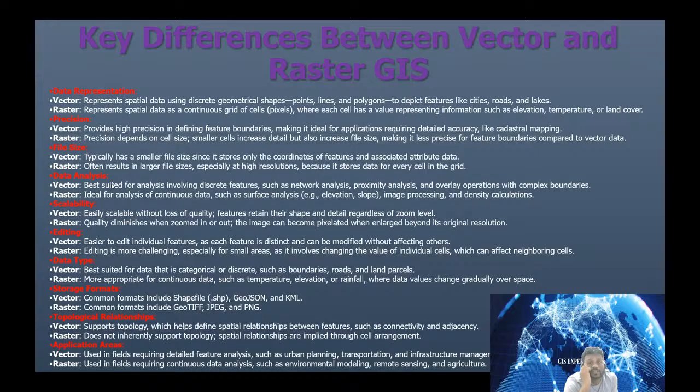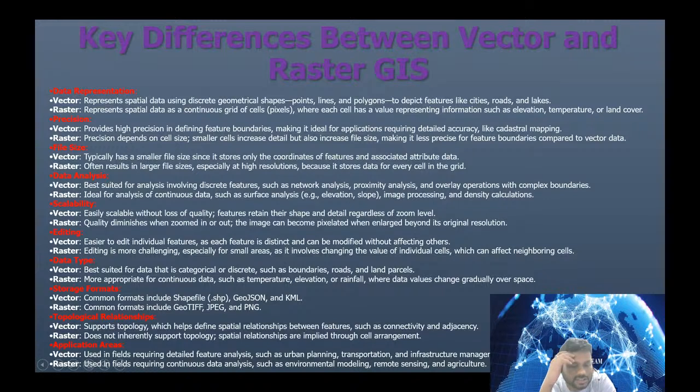So some key differences between vector and raster GIS. Data representation: there are two ways, vector and raster. What are the key differences? Vector represents spatial data using discrete geometrical shapes, and raster represents spatial data as a continuous grid of cells or pixels. Precision: vector provides high precision in defining feature boundaries, and in the case of raster, precision depends on the cell size. Smaller cells increase detail, but also increase file size. Size: vector is typically smaller. Of course, raster is a bigger size than vector.